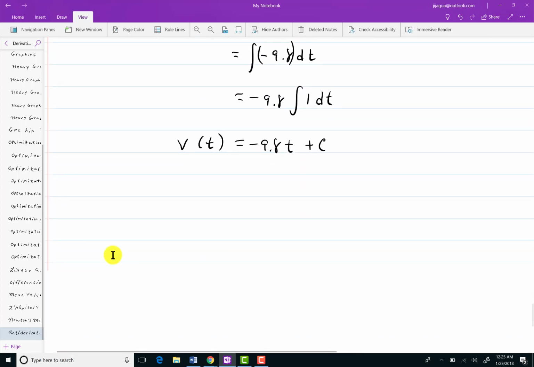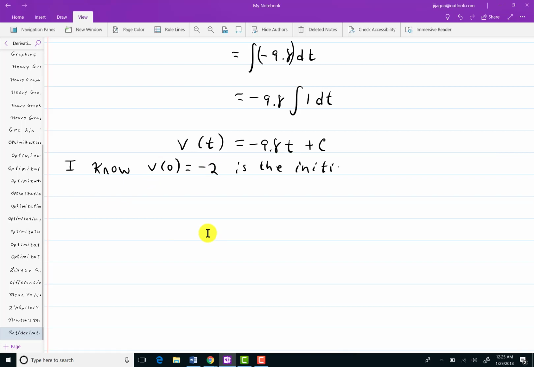Now in this particular example, we could calculate the constant because we're given extra information. We're told, for example, the initial velocity. That was how fast the object was moving when it was initially thrown. That would be v of 0, or velocity evaluated at 0 seconds, is -2. Negative because it was thrown downward. Anytime I give you a number at the beginning of the experiment, it's called the initial quantity.